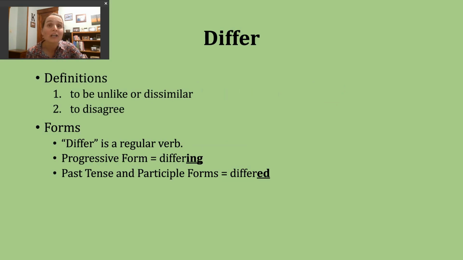The first way you might hear differ used means to be unlike or dissimilar. Unlike, not like, dissimilar, not the same. We're going to see some examples of this being used a little later in the video, right? We can find things that are not the same among groups of people, among items. And again, we'll see more examples later.